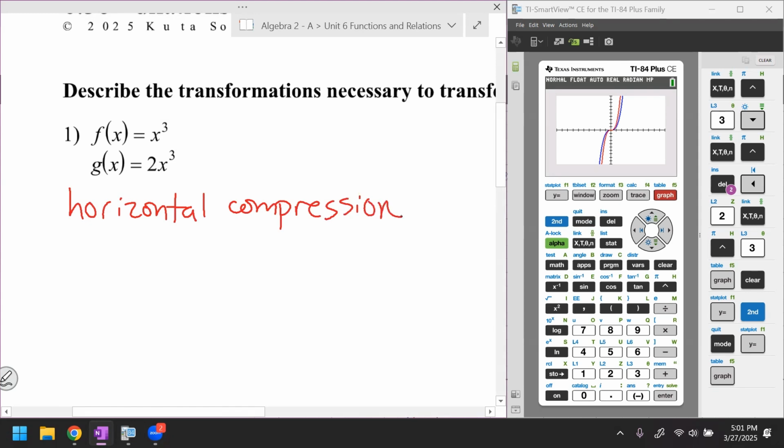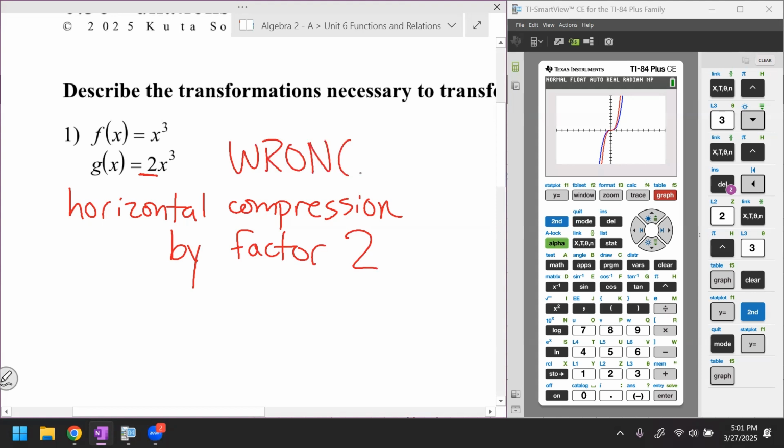But by what factor? Well, people said, oh, there's a 2, right? And they remembered that, oh right, if it's horizontal, it does the opposite of what I would expect. So instead of multiplying all the x values by 2, it compresses them. Everything makes sense. I think it's going to be a compression by factor 2. Okay, so a lot of people thought this one, but this is wrong. It's okay to be wrong, but this one is wrong, and we'll see why.